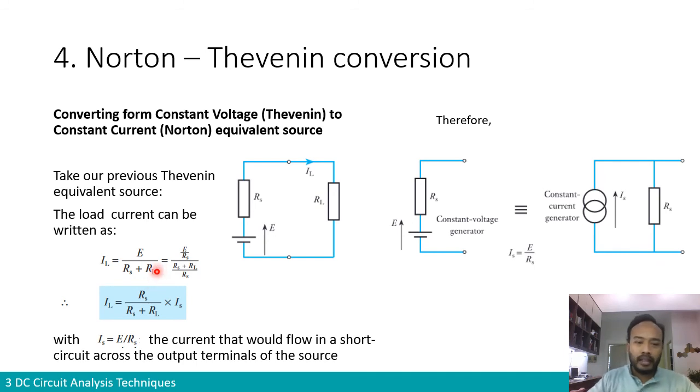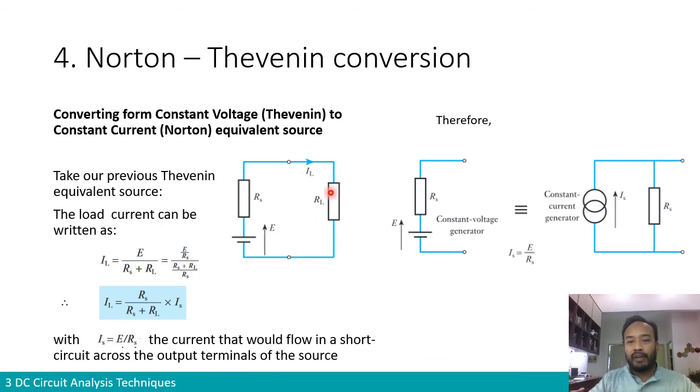Okay, now what we are going to do next is basically divide the numerator and denominator by RS. So what is E divided by RS? E divided by RS, we are going to call it IS. So what is this IS? IS, which is E divided by RS, is basically the current that would flow in a short circuit across the output terminals of the source. So E over RS is basically the current that would flow if we short circuit the voltage source.